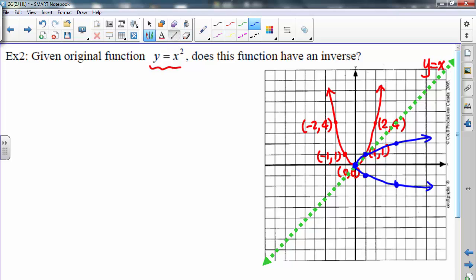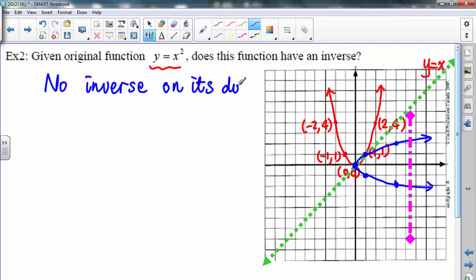But let's look at the blue graph right now. If we draw a vertical line, you will see one x corresponds to two y's, which means this blue graph does not pass the vertical line test. So this blue graph is not even the graph of a function. That means this original function has no inverse function on its domain of real numbers.